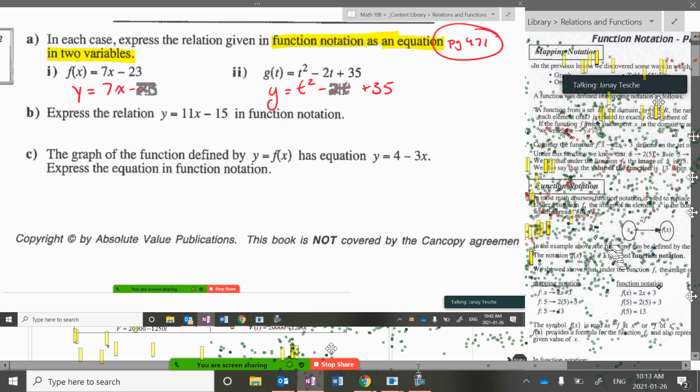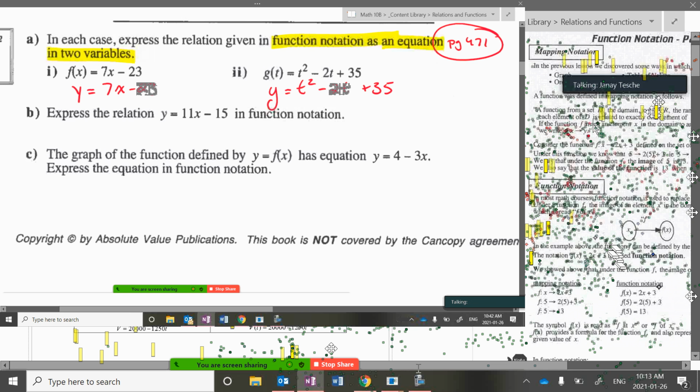So write this down. Express the relation y equals 11x minus 15 in function notation. Just change the y to f of x.